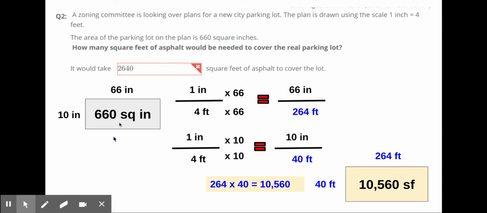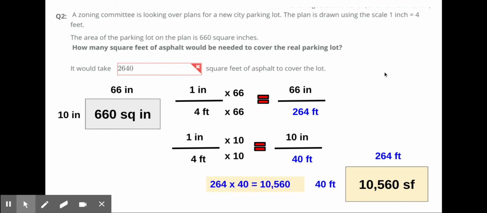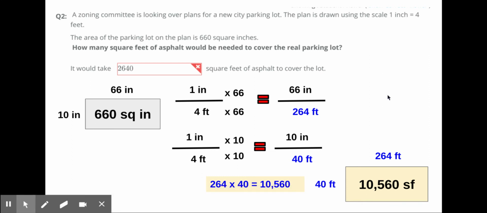I need to find this dimension in feet and this dimension in feet based off of that original scale. That's why I kept the scale here, 1 inch equals 4 feet. So if 1 inch equals 4 feet, and we want to figure out what 66 inches is, 4 times 66 is 264. For the 10 inches, 1 times 10 is 10, so I can multiply 4 times 10. Now, 264 times 40, because remember, we do width times length in feet, gives us 10,560 square feet.